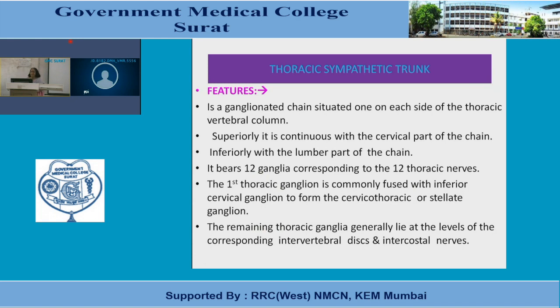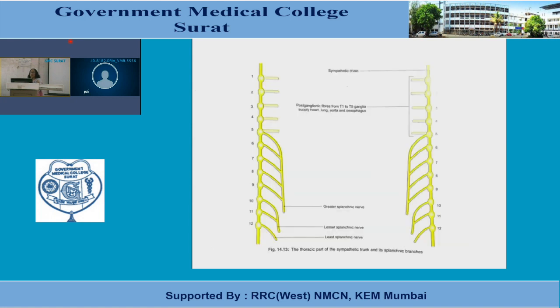The first thoracic ganglion is commonly fused with the inferior cervical ganglion to form the cervicothoracic or stellate ganglion. The remaining thoracic ganglia generally lie at the level of the corresponding intervertebral discs and the intercostal nerves. Now the figure showing here, right? So these are the nerves called the greater splanchnic nerve, lesser splanchnic nerve and least splanchnic nerve. These three major branches are derived from the sympathetic chain. We'll move on to that in detail. So this is the sympathetic chain on either side of the vertebral column.